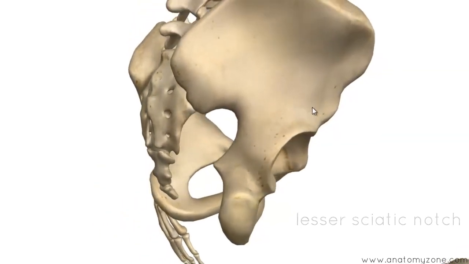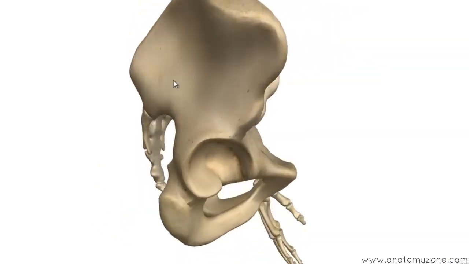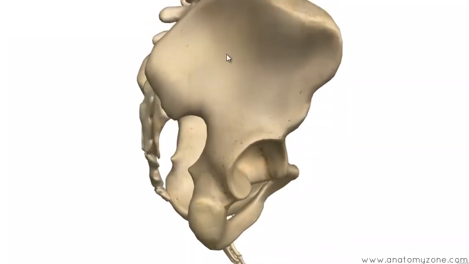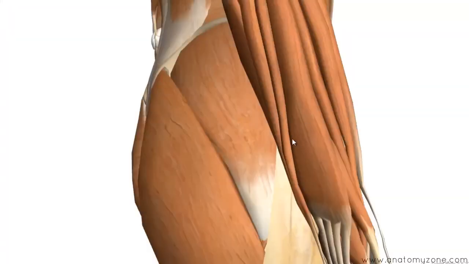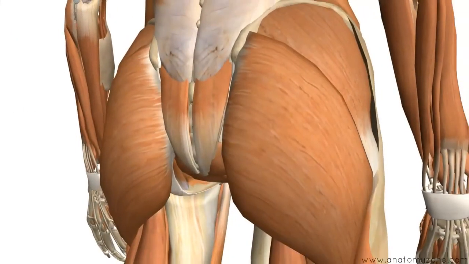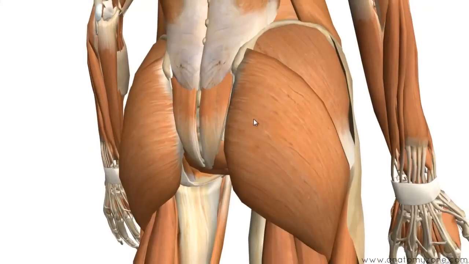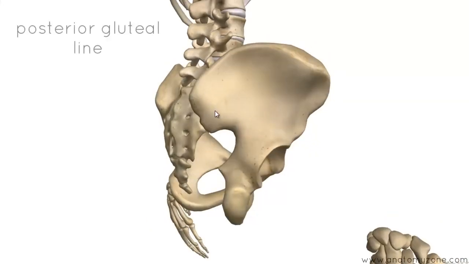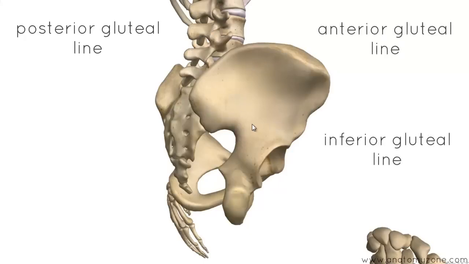So we're looking laterally. This is a lateral view of the pelvic bone, the hip bone, and this is where the gluteal muscles attach. So you can see these large gluteal muscles. You've got the gluteus maximus, medius and minimus. So they attach on this lateral surface of the bone, and you've actually got a few ridges on this bone which you can't see here, but I'll just mention them. So you've got the posterior gluteal line, an anterior gluteal line and an inferior gluteal line, which are roughened ridges where the gluteal muscles attach.